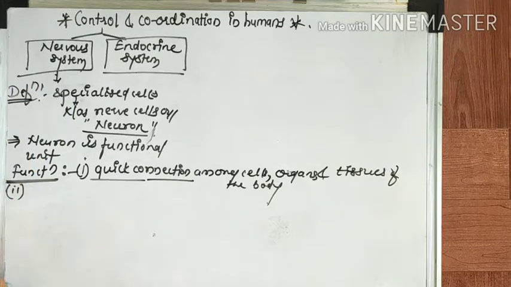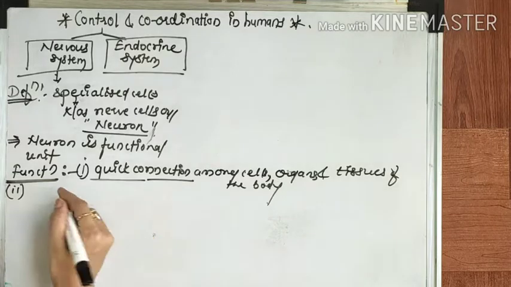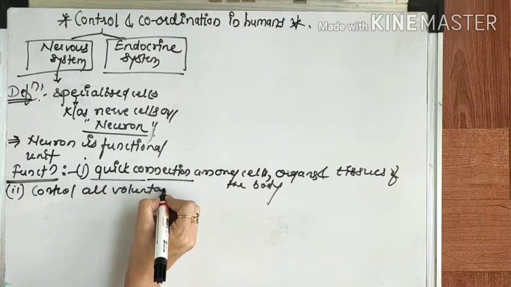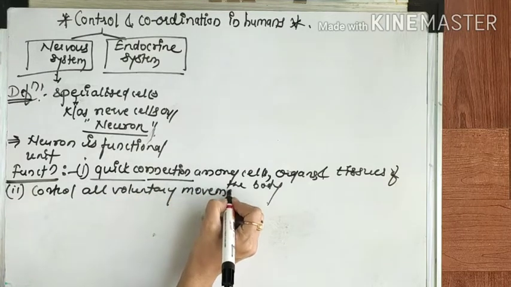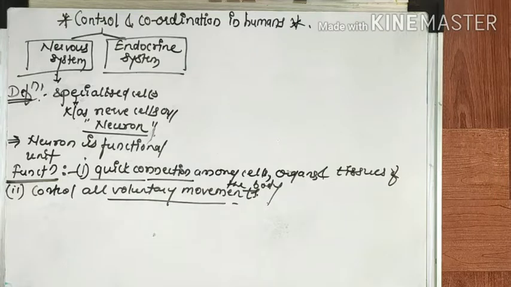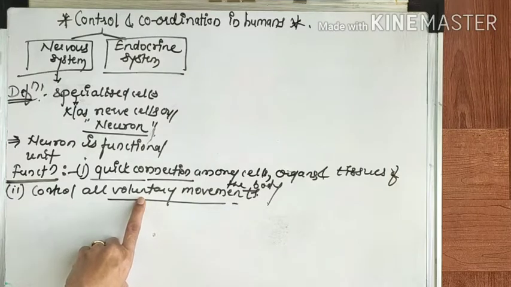Second is that it controls all voluntary movements. Okay, so what do you mean by voluntary movements? The movements that are under the control of our will, yani jo cheeze hum apni marzi se kar sakte hai, is known as voluntary control, right? Voluntary control yani mujhe ghar se garden jana hai, ye meri ichha hai. So I will go, that is called voluntary control.